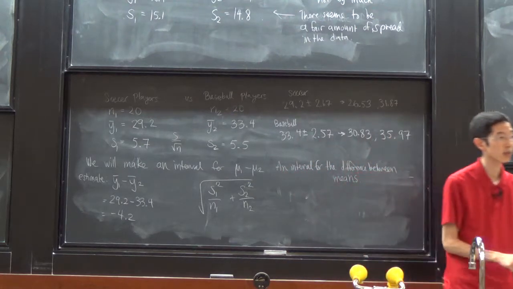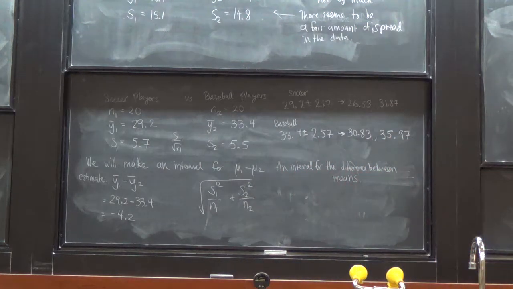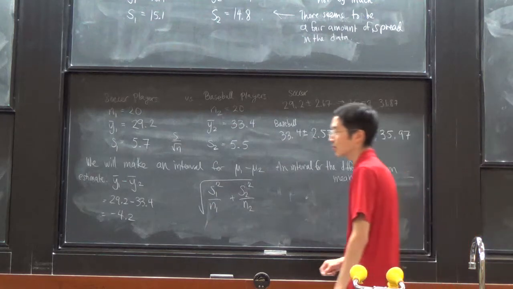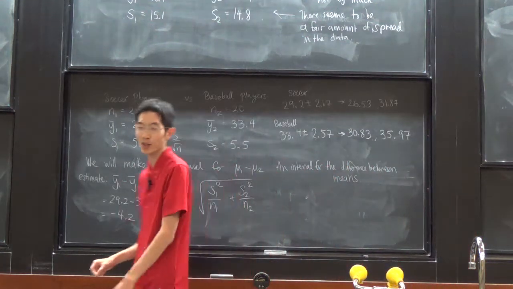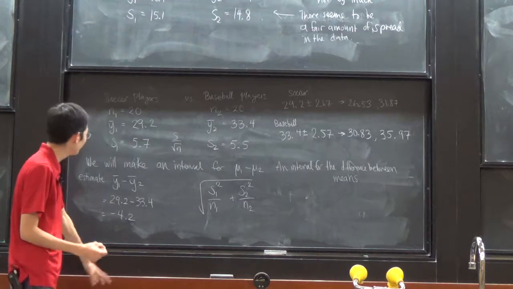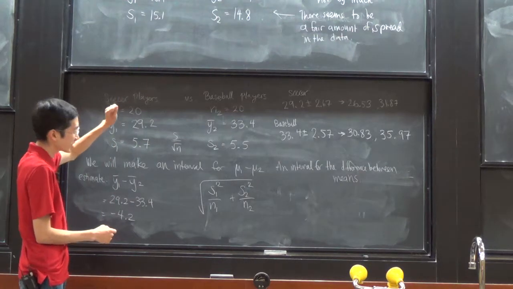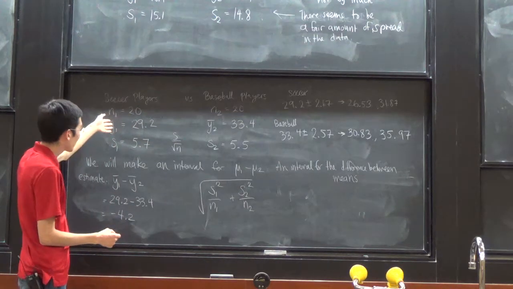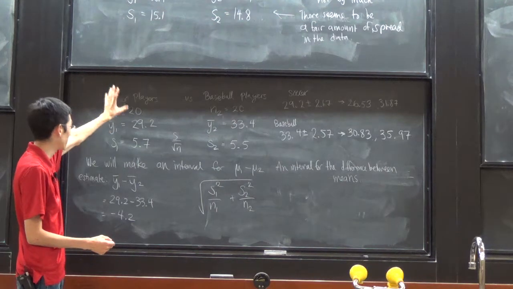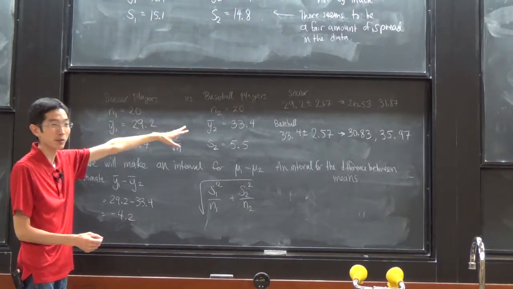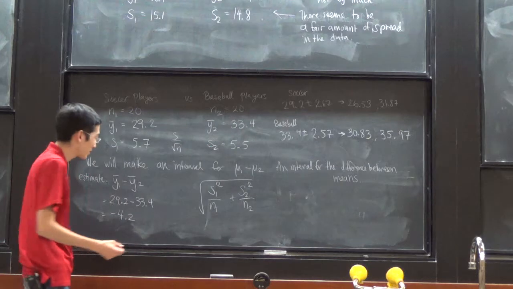Yes? How come, and this is just a basic question, how come we did 29.2 minus 33.4? Is it just the wording of the question? Why not put 33.4 minus 29.2? That's arbitrary. It doesn't really matter. I did it because I wrote the soccer players on the left and the baseball players on the right. That's why I chose to do it that way.